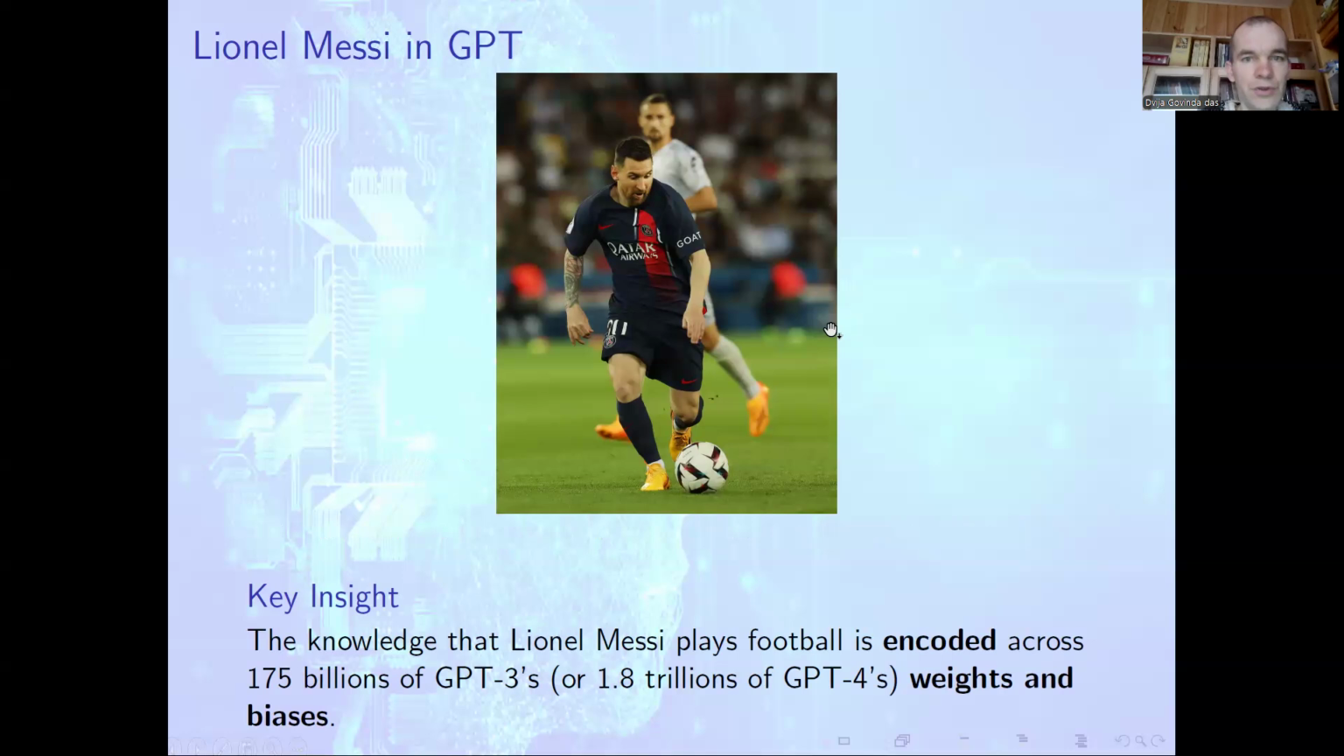So the knowledge that Lionel Messi plays football, but not basketball, maybe he also plays basketball, but he's especially good at football, is not explicitly, in a straightforward way, encoded in the parameters of the GPT network, but it is spread. It is encoded across the 175 billion parameters of the GPT-3 network, or almost 2 trillion parameters of the GPT-4 network. This information is spread across a vast majority of these parameters.